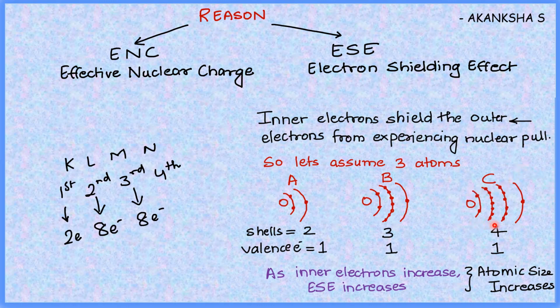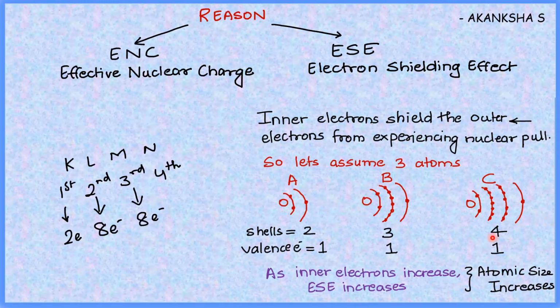The farther away a particular valence electron is from the nucleus, the less pull that electron experiences, because many electrons have come in between. They are going to shield that last electron from getting pulled towards the nucleus. That's why as inner electrons increase, the shielding effect also increases. That is the reason why atomic size increases.